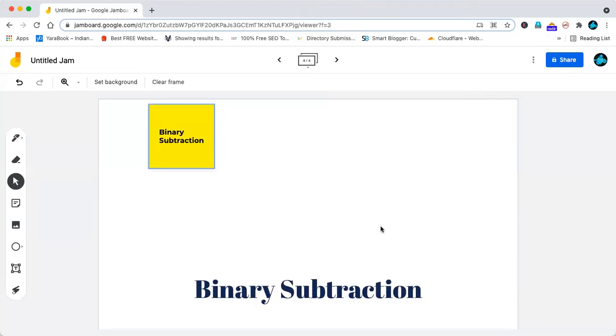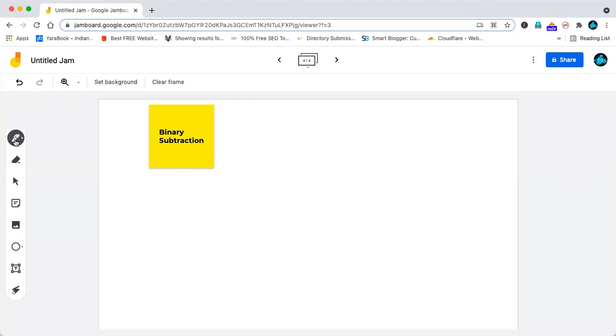Now after binary addition, we are starting with binary subtraction. What we have to keep in mind is the table. The table is given on page number 10. We have to keep in mind 0 minus 0. 0 minus 0 equals 0 only. Then next, 1 minus 0 equals 1.